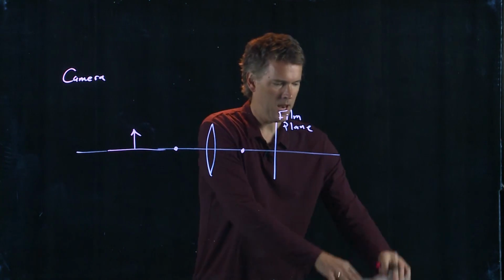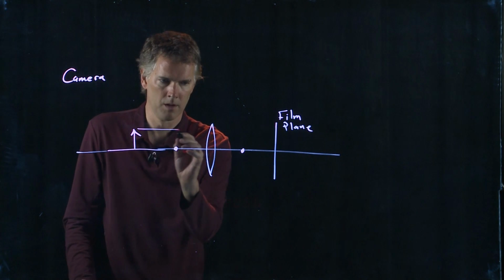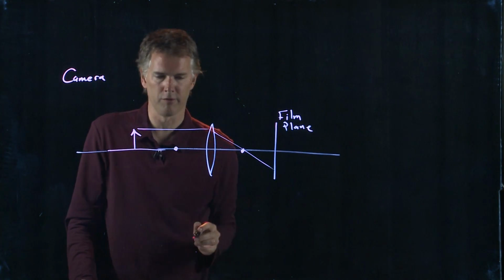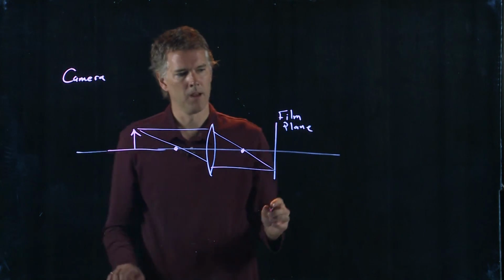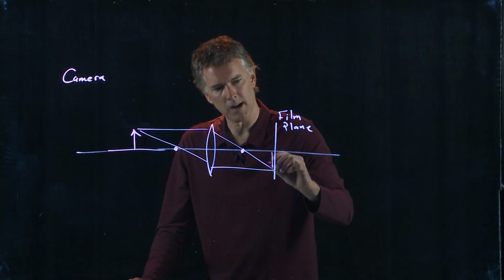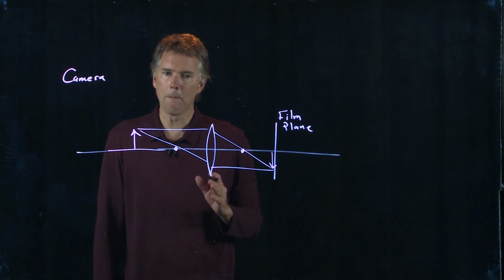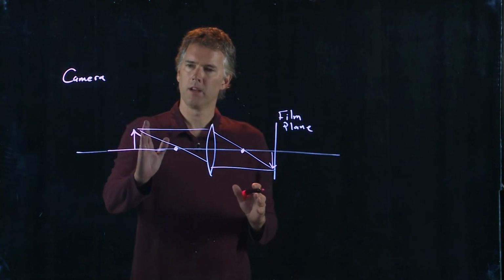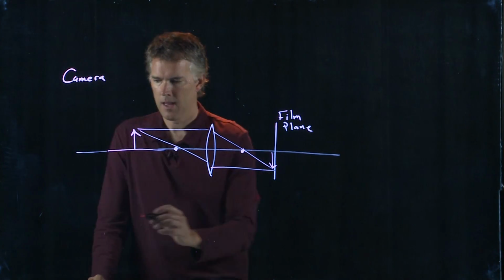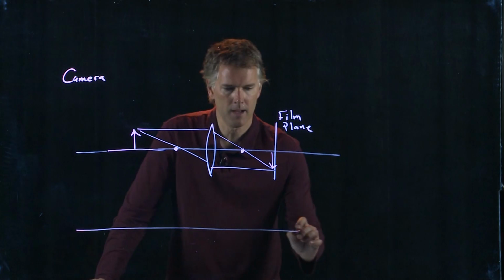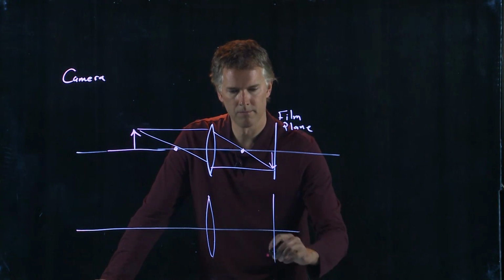Okay. And now let's see if we can figure out where it's all in focus. Parallel rays go through the focus. Rays through the focus go parallel. Everything is in focus right here at the film plane. Good. But now, this thing is going to move further away, okay? And if it moves further away, we're going to have to do something to keep it in focus.